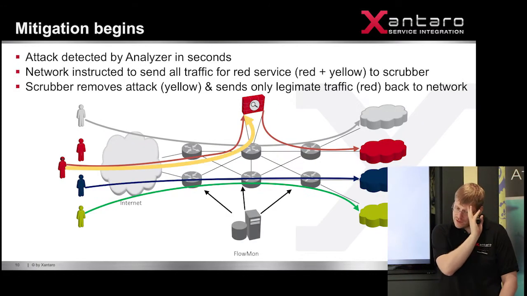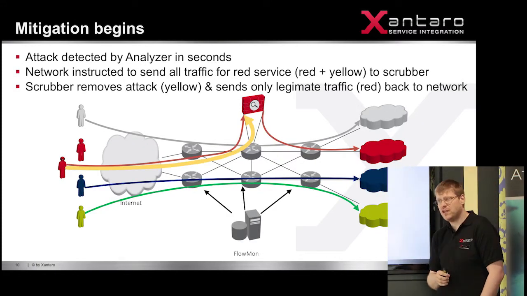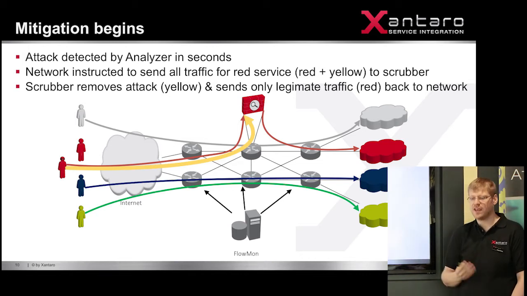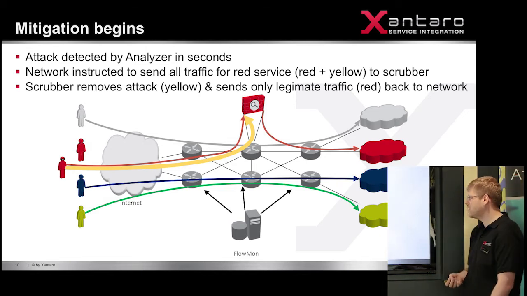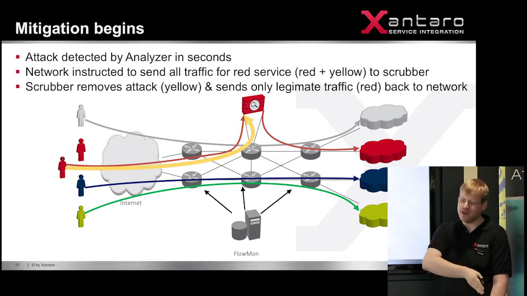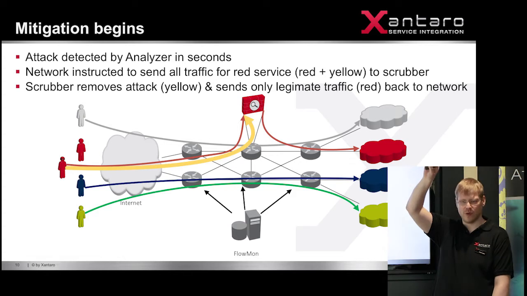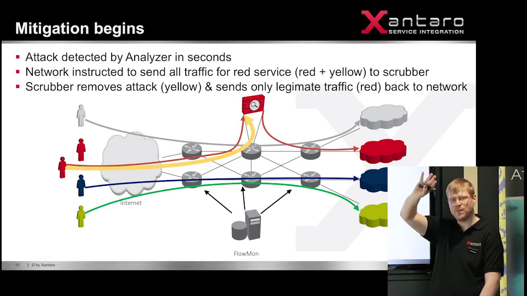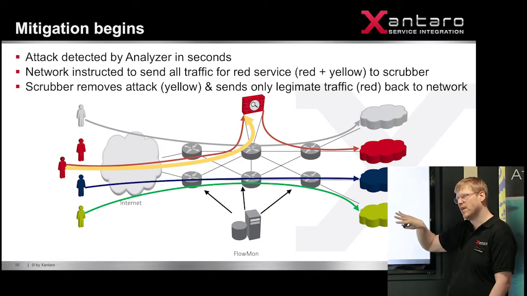What then happens is we have our analyzer detecting the attacks in seconds. It will find out there is an attack, and it will then instruct the network to do the redirection. It will do that by sending BGP routes with a specific next hop to our border routers, which will put it into the appropriate layer 3 VPN, which will then bring the traffic to our TPS. Once the attack traffic reaches our TPS, it will be scrubbed, and only good traffic will be sent back.